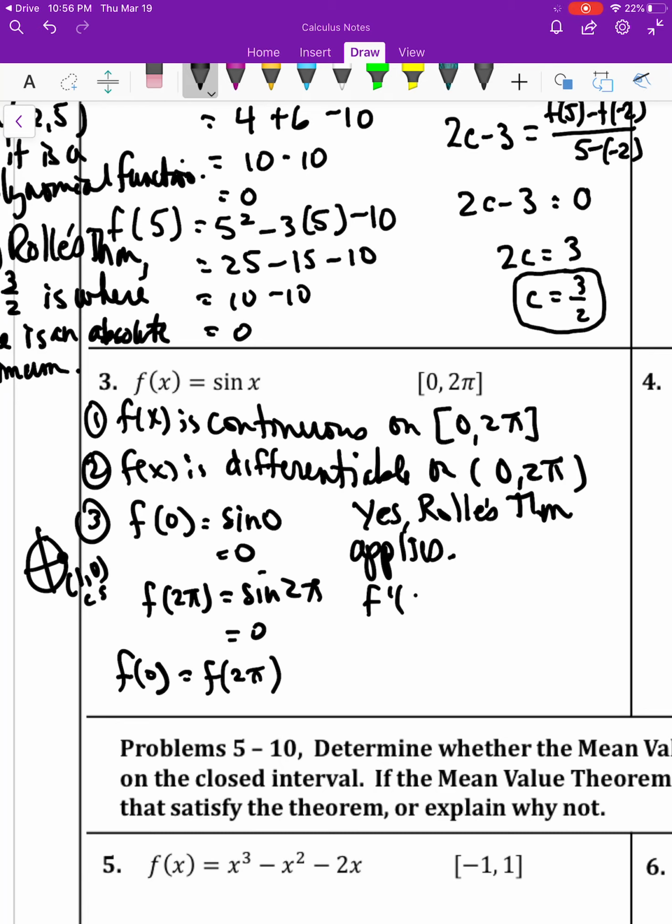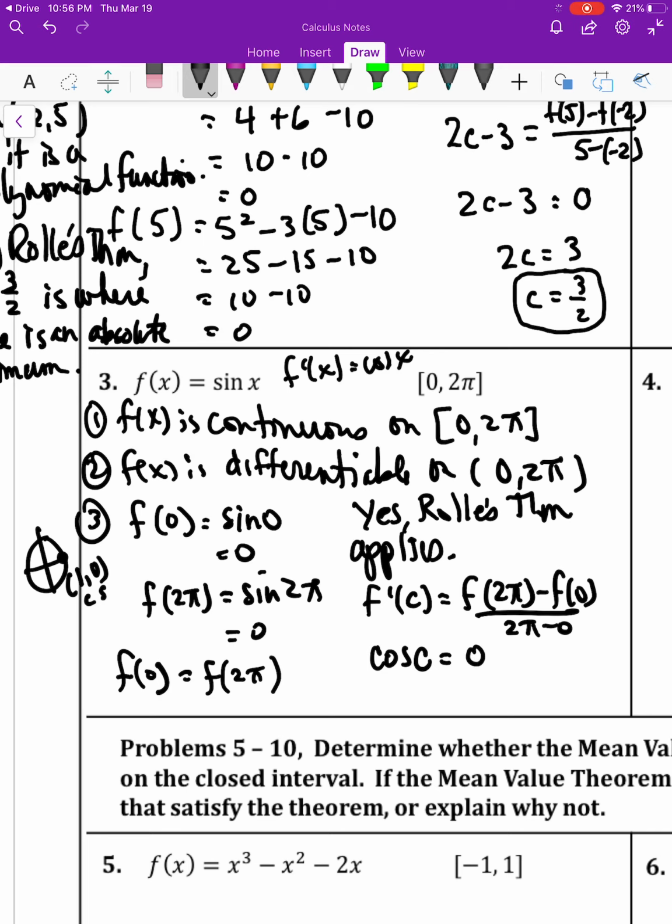And now we need to take f prime of c and set it equal to f of 2 pi minus f of 0 divided by 2 pi minus 0. We know our derivative of sine is cosine, so this would be cosine c, because our f prime of x is cosine x, so our f prime of c would be cosine c, and we know this is going to be 0.